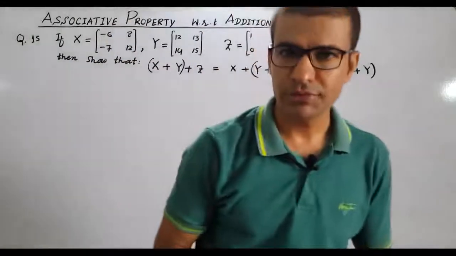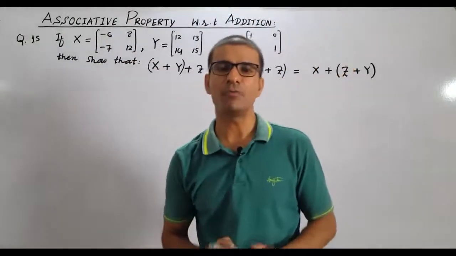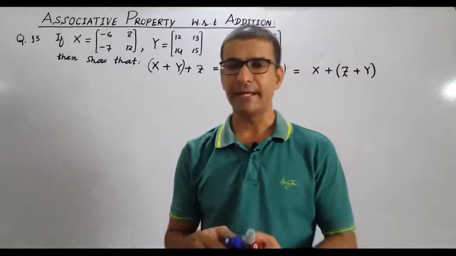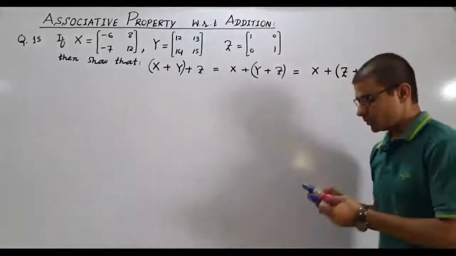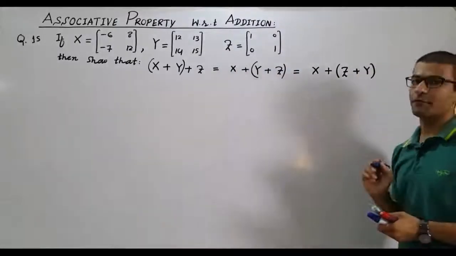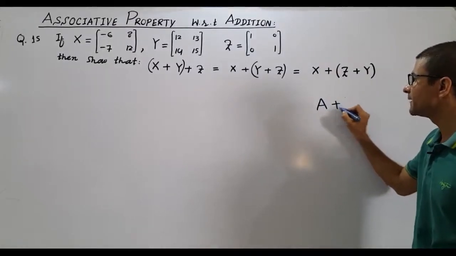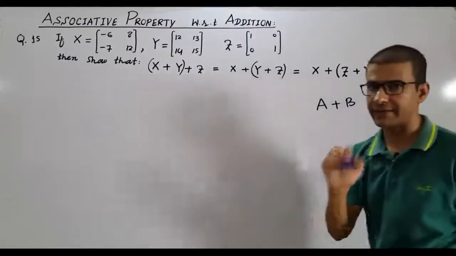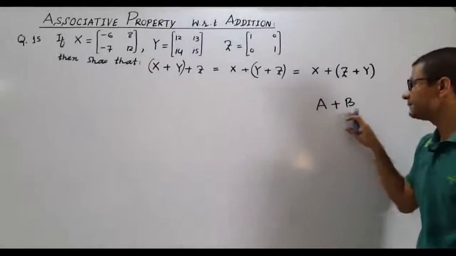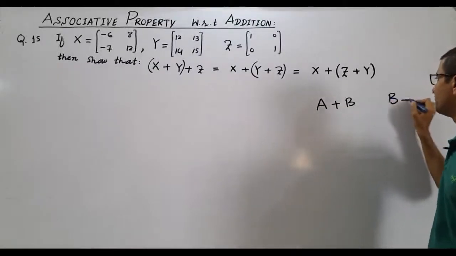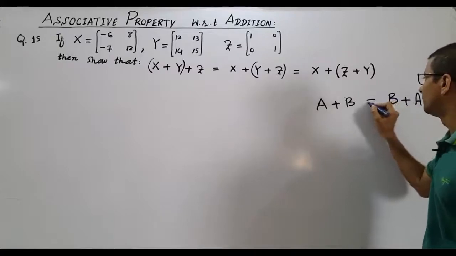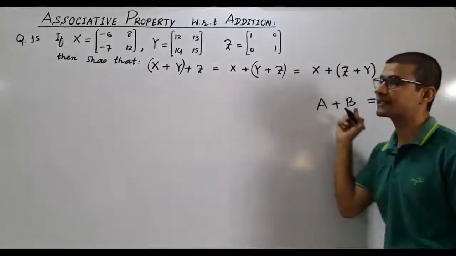Assalamu alaikum students, this is Naim Safdar from Orchard Grammar School. In the last video, we proved the commutative property. What is the commutative property of addition? If you have two matrices, you can add A plus B or B plus A. Both are equal. This property is known as the commutative property.